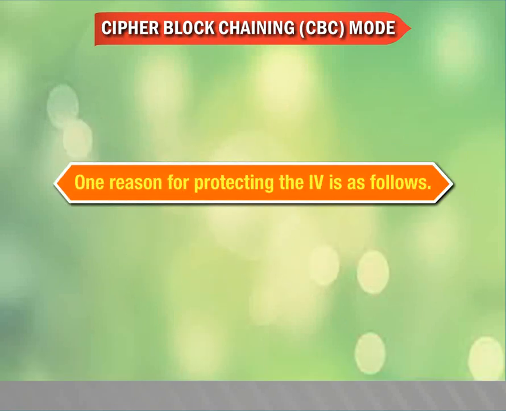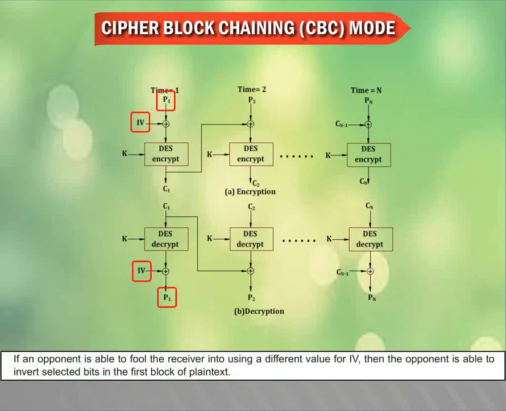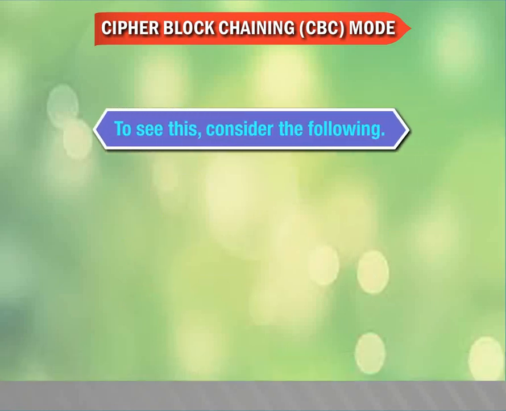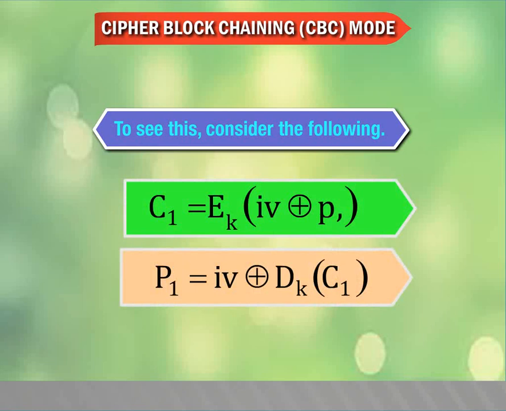One reason for protecting the IV is as follows. If an opponent is able to fool the receiver into using a different value for IV, then the opponent is able to invert selected bits in the first block of plaintext. To see this, consider the following. C1 is equal to Ek of (IV XOR P1). P1 is equal to IV XOR Dk of C1.